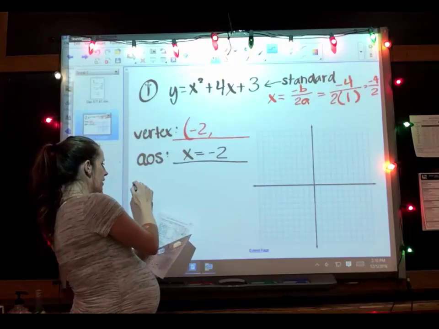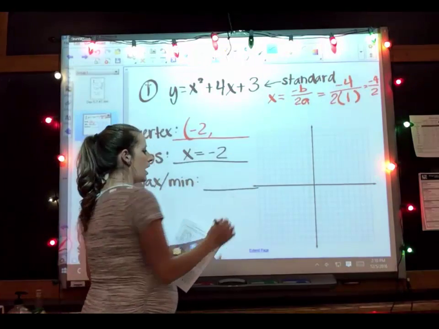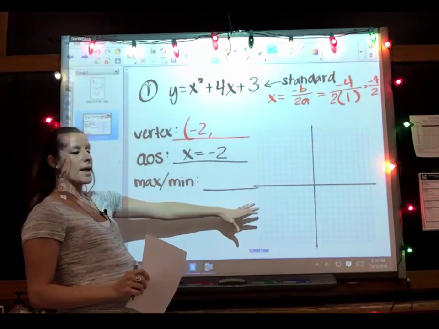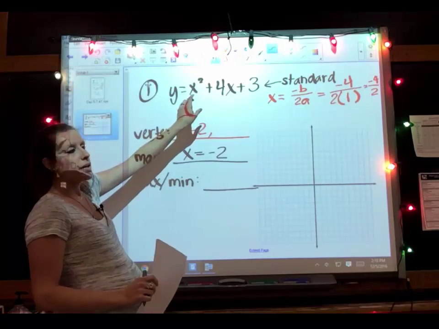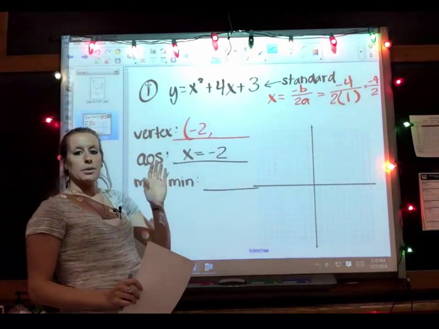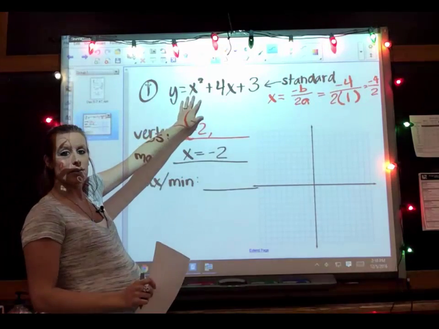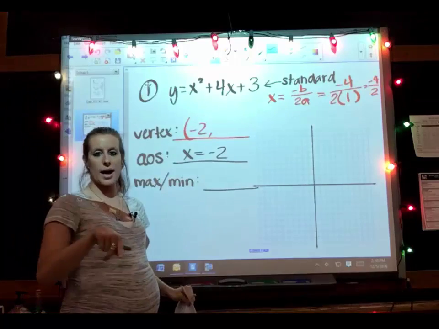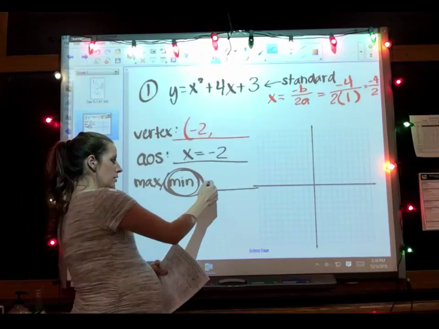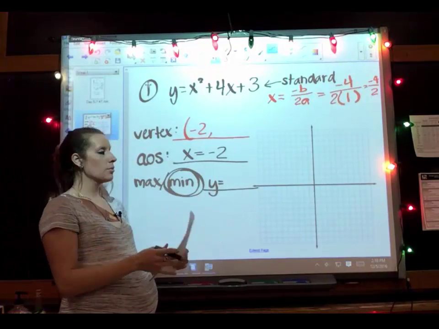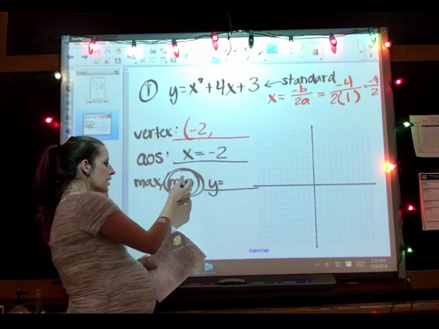The max or min value, I can tell without even graphing it if it's going to be a max or a min. Look at your equation. You're going to ask yourself, is this parabola flipped or is it right side up? So look at your x squared. It's positive. That means you're going to have a normal right side up parabola, so you're going to have a minimum value here. And it's going to be y equals something. We don't know what the y value of the vertex is yet, but you can tell if it's a max or a min.